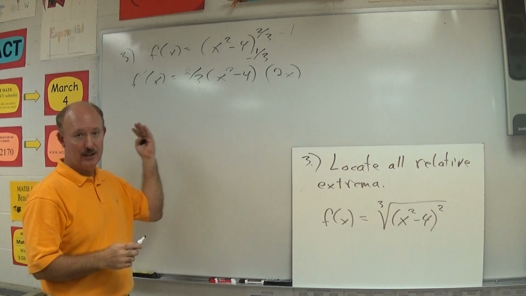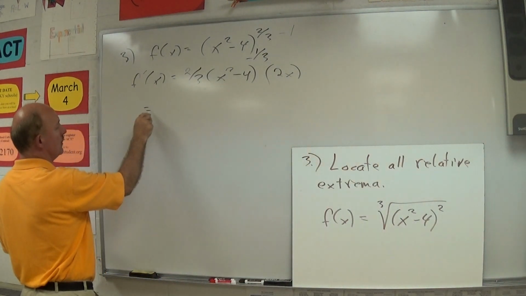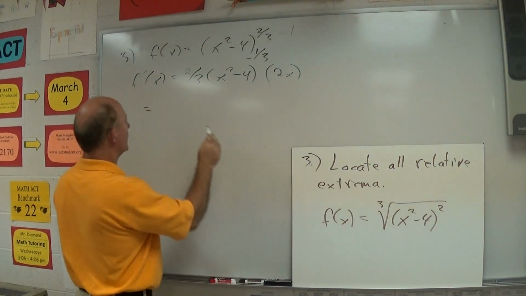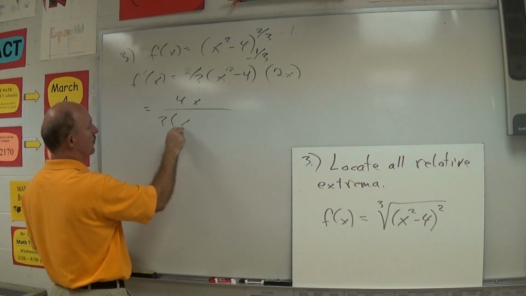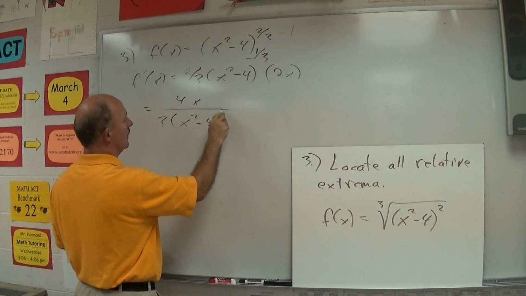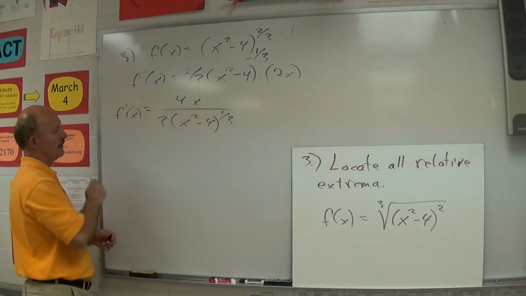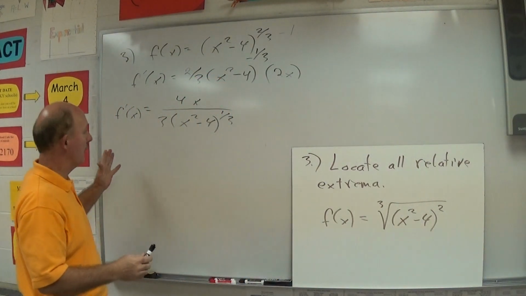Okay, now let's rewrite this back as a fraction. We don't want that negative exponent, it'll be a little bit easier to work with here. So the derivative will be 2 times 2x, which goes to the top of the fraction, so that'll be 4x over, now on the bottom of the fraction we have 3 times (x squared minus 4) to the positive 1/3 power. Okay, this is our derivative. Now we've got our derivative.